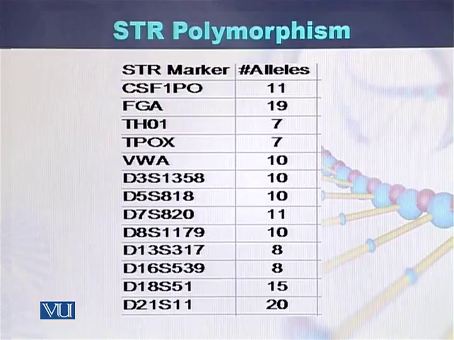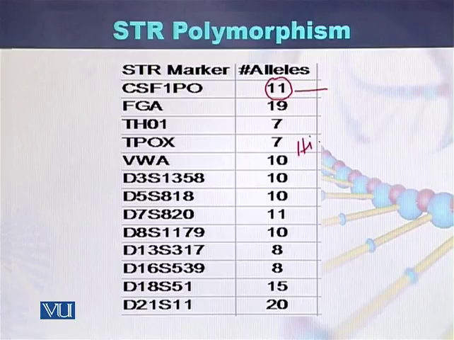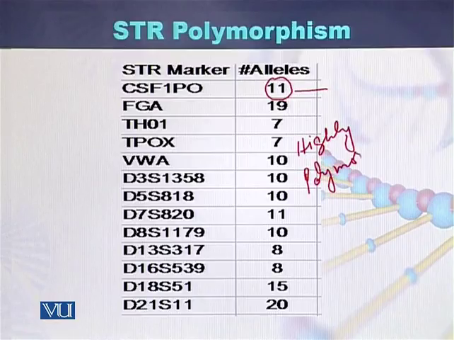All these markers used in DNA forensics have multiple alleles. In all these markers we can see a lot of variation. Let's say in this marker, we can see that there are 11 alleles. So there are 11 different fragments or repeated regions present in this marker. All these markers are highly polymorphic, and highly polymorphic markers are used in DNA forensics.